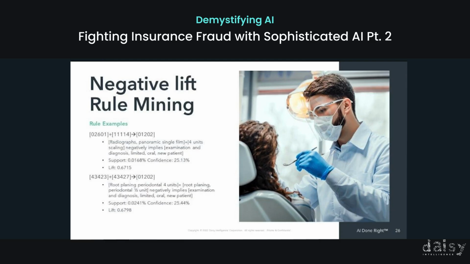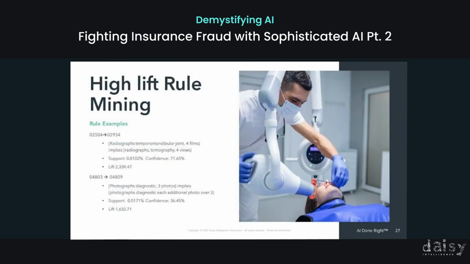And so we can automatically mine for new rules just by looking at which procedures belong together and which procedures don't. Procedures that don't belong together can automatically trigger new rules. So we can continually be mining data as it comes in for low confidence, low lift or negative lift rules. We can also be looking for high lift rules.